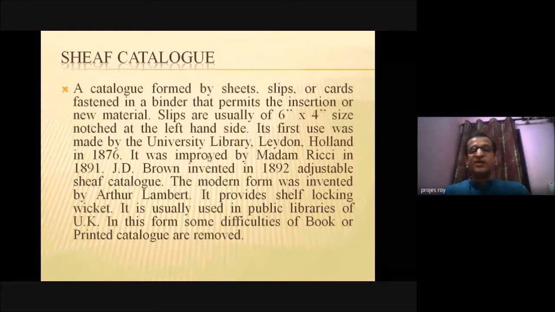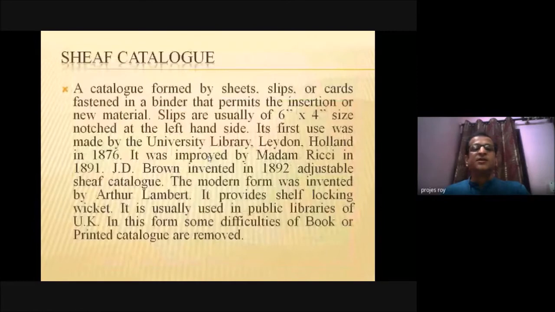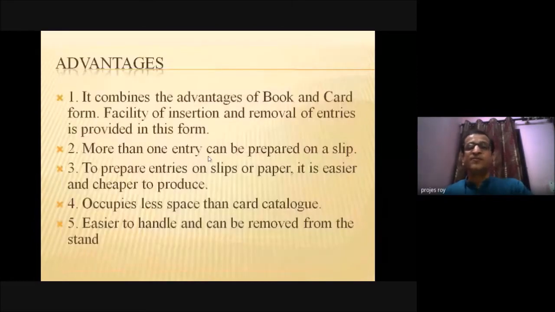Here is a sheaf form catalog. Now, what are the advantages of that? It combines the advantages of books and cards. Facility for insertion and removal of entries is provided in this form. More than one entry can be prepared on a slip. Preparing entries on a slip or paper is easier and cheaper. It occupies less space than a card catalog. It is easier to handle. Slips can be removed from their stand.